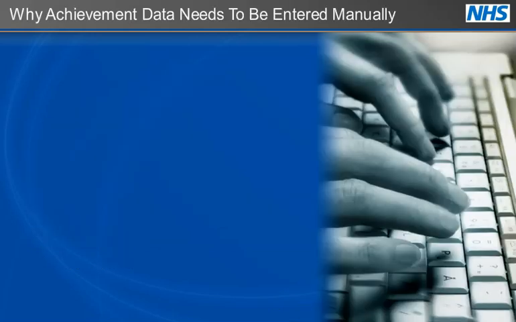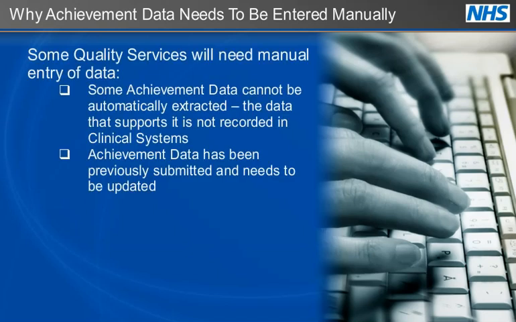Why does data have to be entered manually instead of retrieved from the service provider clinical system? For some quality services, there's an element of achievement data that will need to be manually entered. The two most common examples are when certain quality services require some achievement data that cannot be automatically extracted, as the data that supports it is not recorded in clinical systems. For example, results from a survey or whether staff have received particular training. Or when achievement data has been previously submitted and needs to be updated. For example, a service provider might have entered some information earlier in the year that has changed and needs updating.